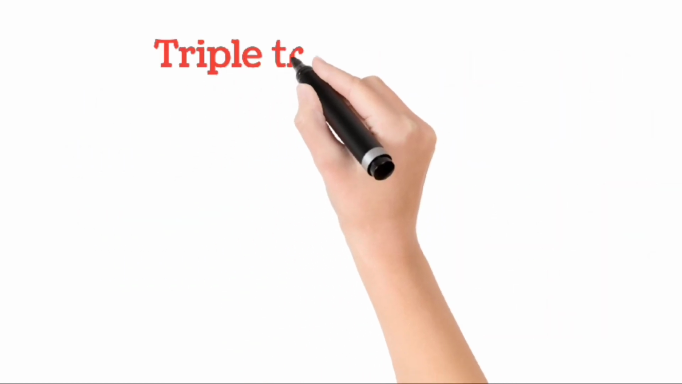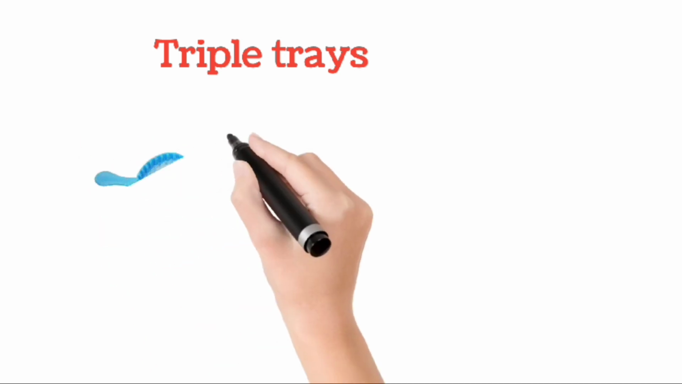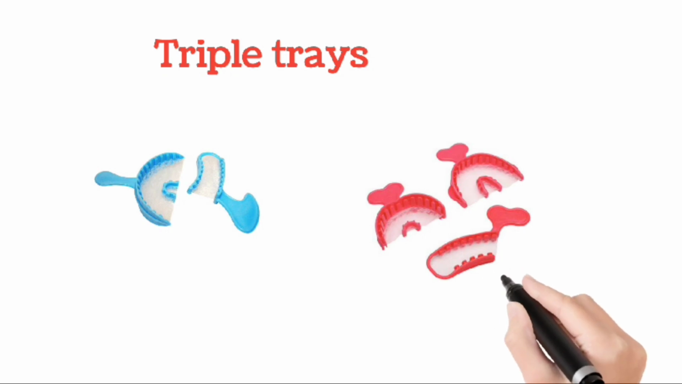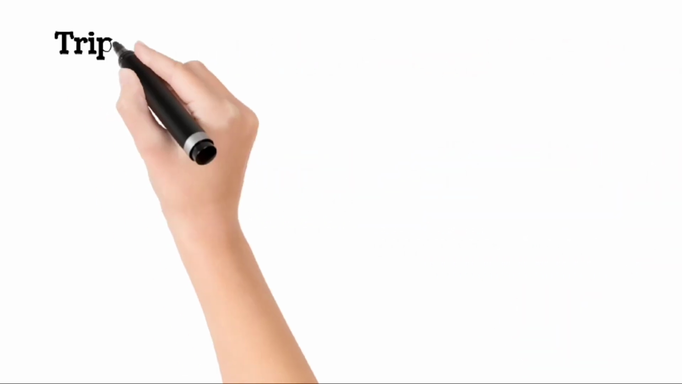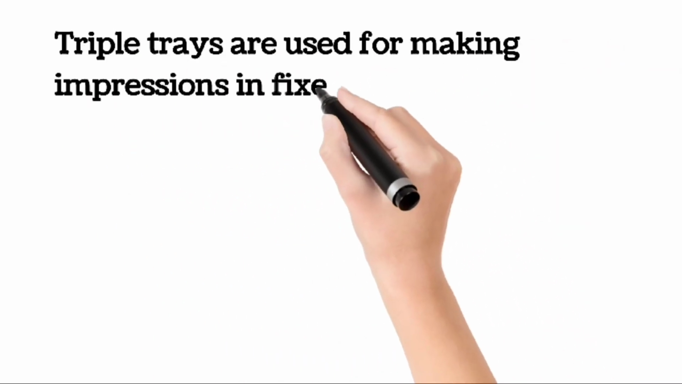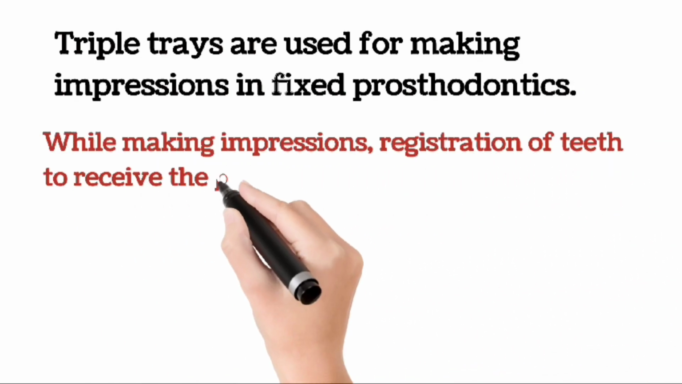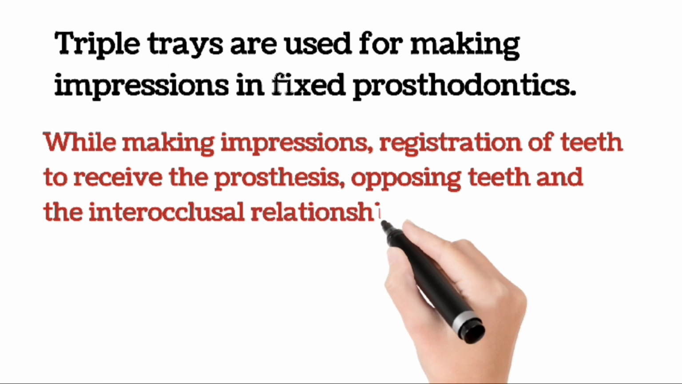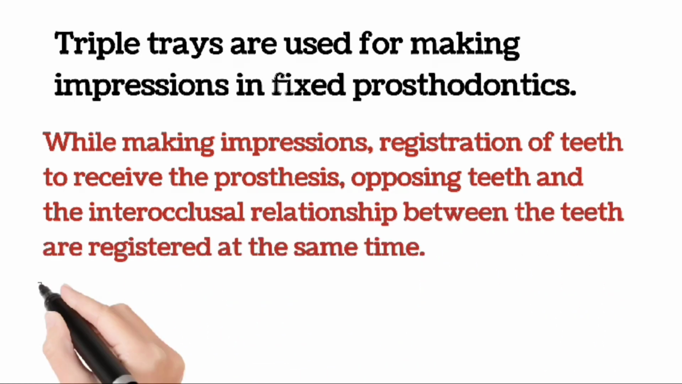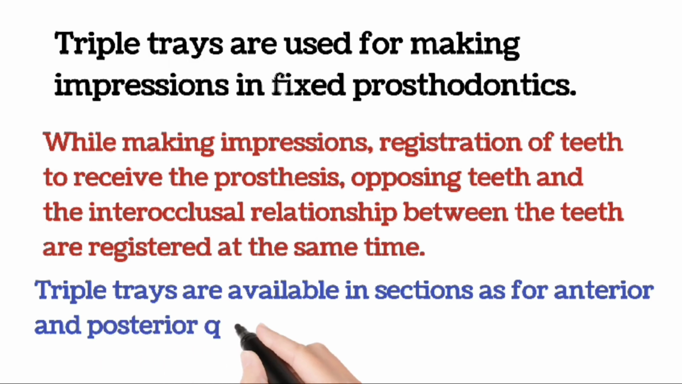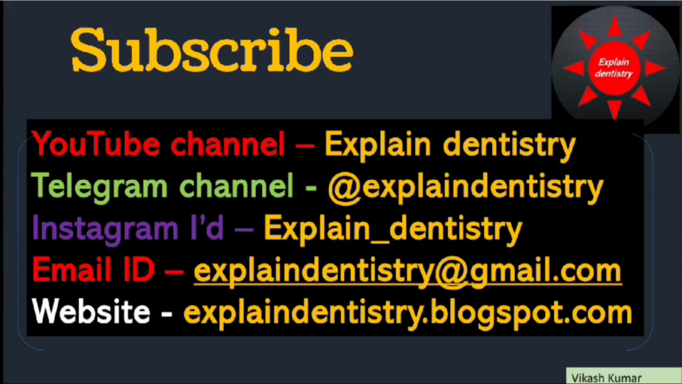Triple trays. Triple trays are used for making impressions in fixed prosthodontics. While making impressions, registration of teeth to receive the prosthesis, opposing teeth and the interocclusal relationship between the teeth are registered at the same time. Triple trays are available in sections as for anterior and posterior quadrants.